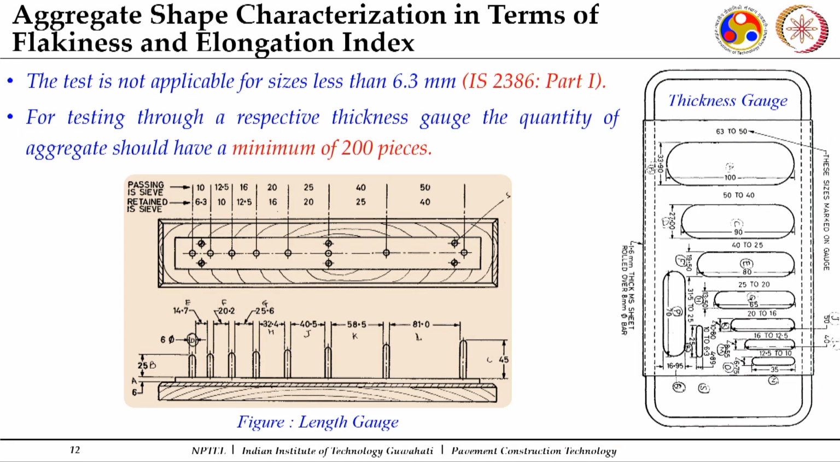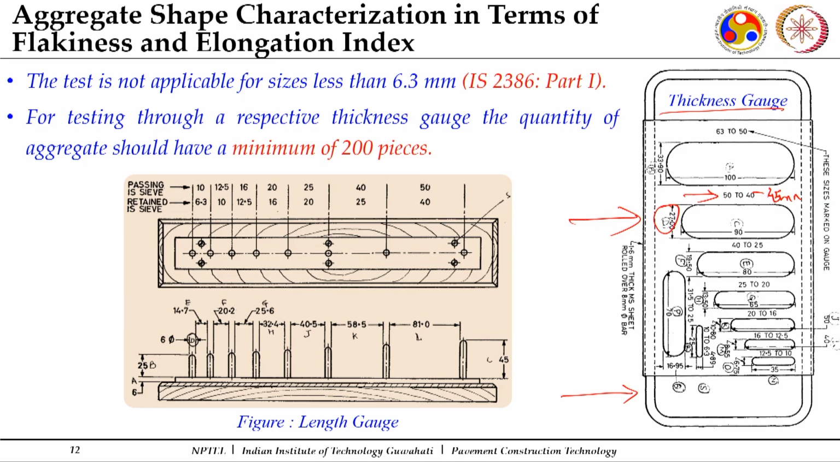Now, how is it determined? In the laboratory, we have these two gauges. One is the thickness gauge, which is for flaky particles. As I mentioned, if I have an aggregate which is passing 50 mm and retained on 40 mm, this is the range of my aggregate particle, 50 to 40. The mean dimension will be 45 mm and 0.6 of this mean dimension is 27. So, if any aggregate particle passes through this particular slot, then it will be called a flaky particle.